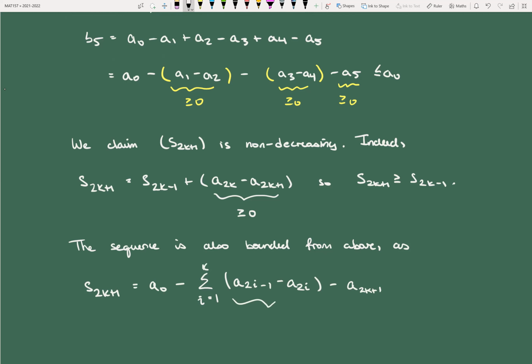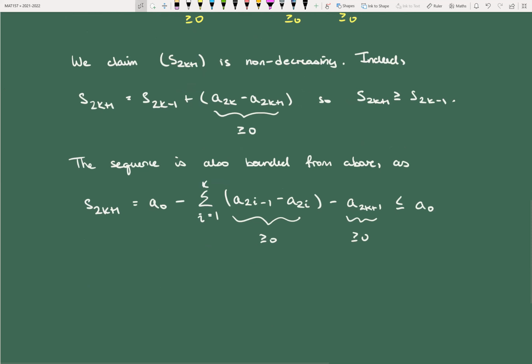Again, every single one of these terms is greater than or equal to 0. So this whole thing is less than or equal to a naught. So by MCT, great, the odd partial sums converge.